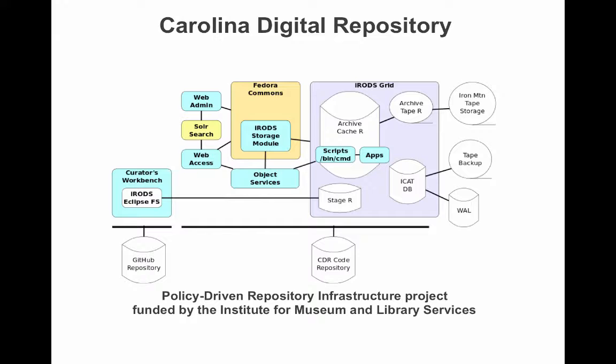An iRODS data grid. The data grid manages long-term preservation of the material with multiple copies of the collection created both on-site and off-site. A Fedora Commons digital library. This manages access to the collections, including search and discovery. An external indexing system is used for searching, and a web interface is provided to simplify access.